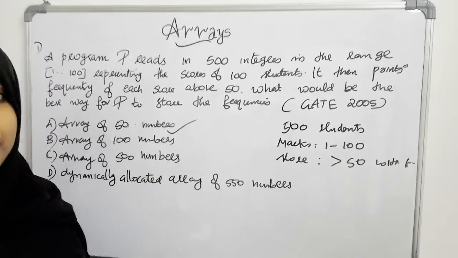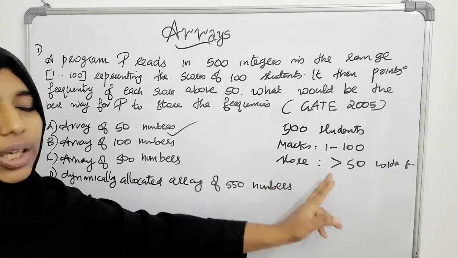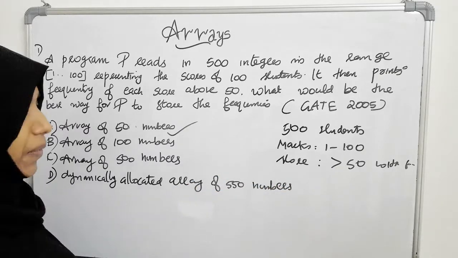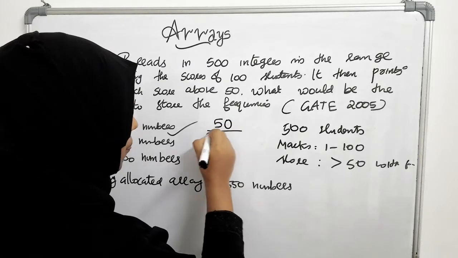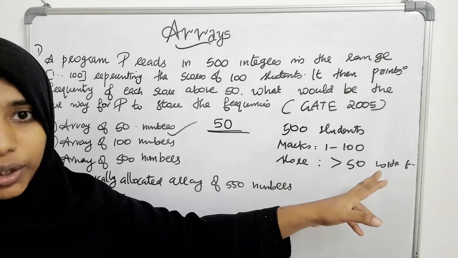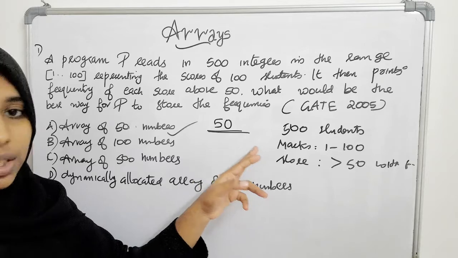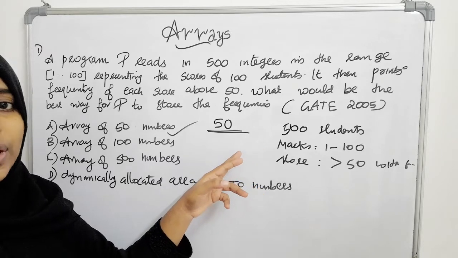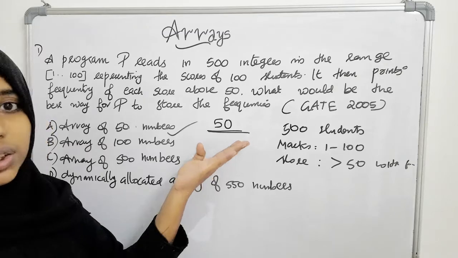An array of 50 numbers is sufficient because the program is storing only marks greater than 50. The marks range from 1 to 100, but you have to store only 50 marks, that is, marks greater than 50. So only 50 marks are needed to be stored.